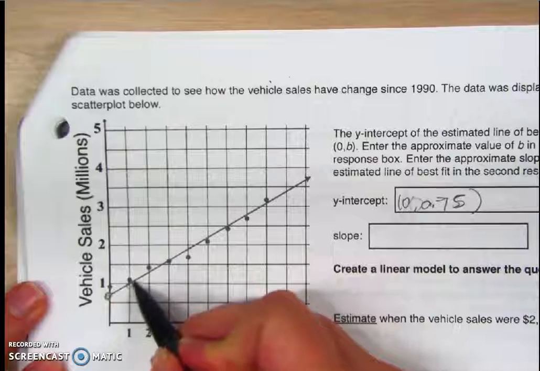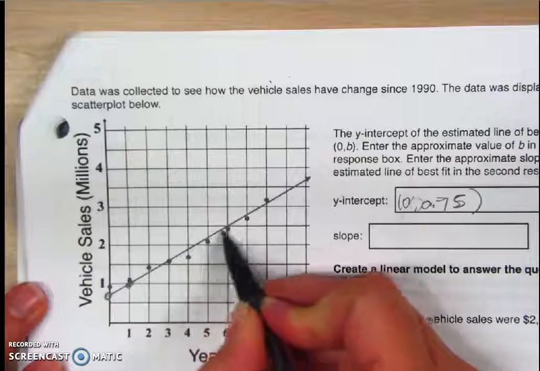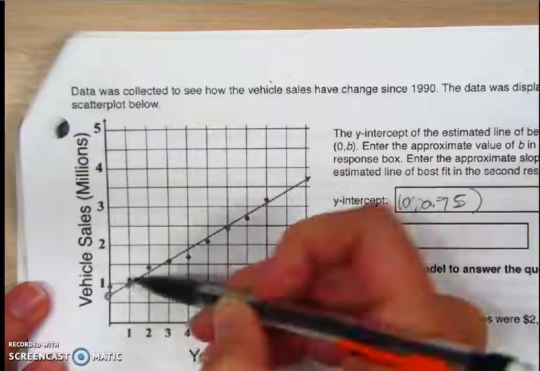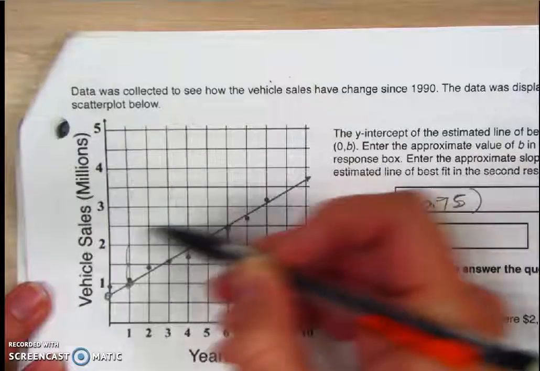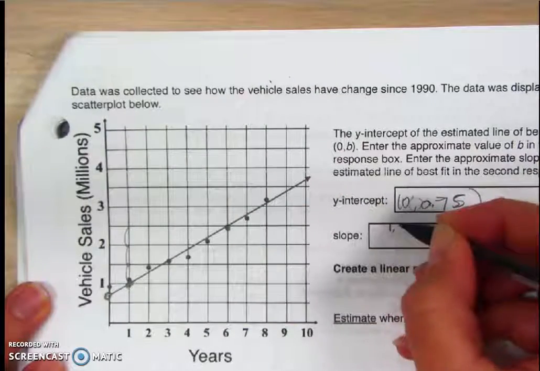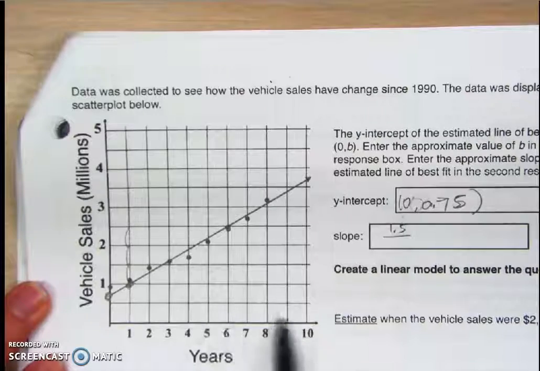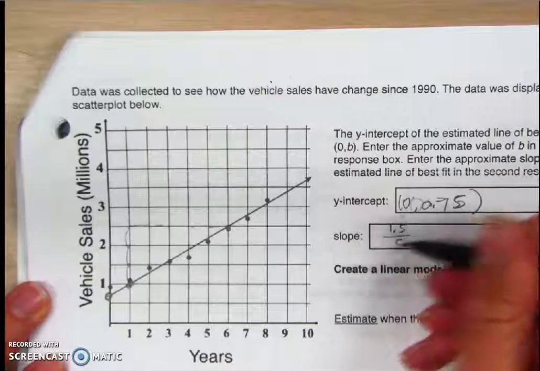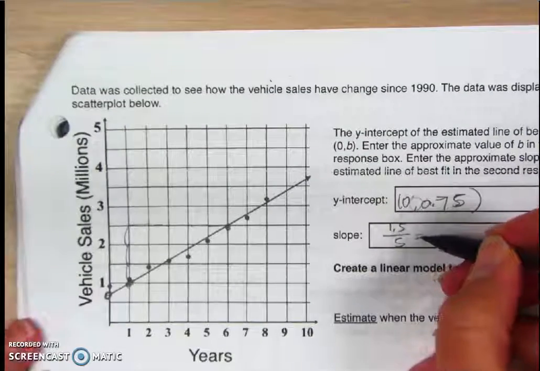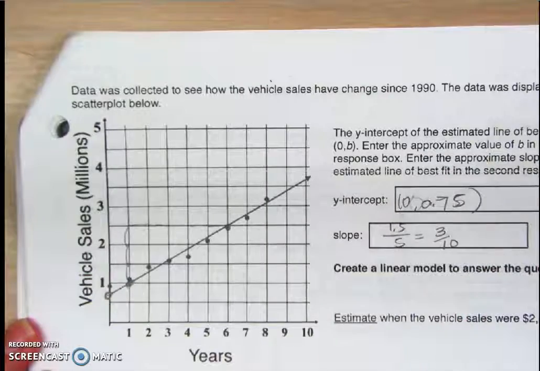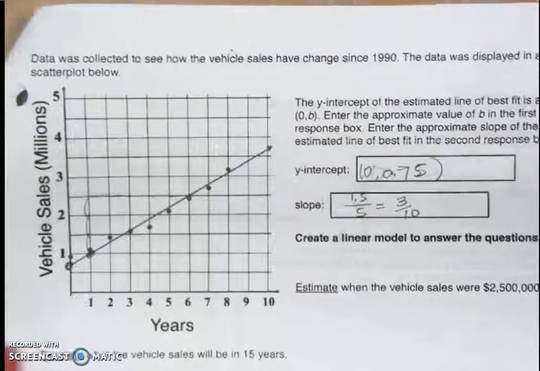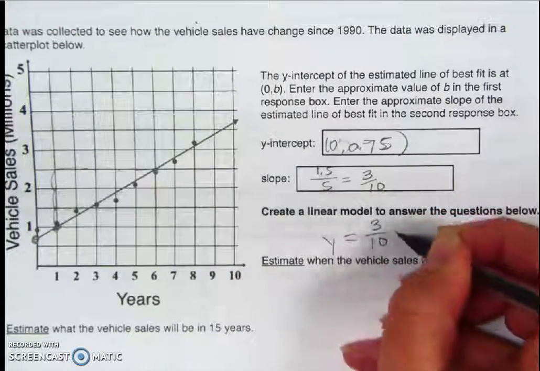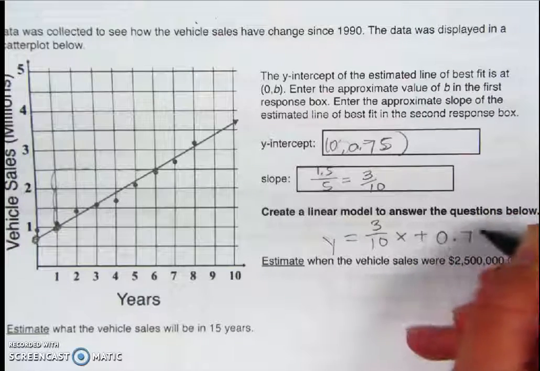And for the slope, let's use 1, 1. And another good one is right here at 6, 2.5. So let's see how much it goes up. So it goes up 0.5, 1, 1.5, up 1.5 over, what's this going by? Ones. So let's go over 1, 2, 3, 4, 5, over 5. And so if I have 1.5 over 5, that's the same thing as saying 3 over 10. And so our slope could be written as 3 over 10. So our linear model would just be y equals 3/10 x plus 0.75.